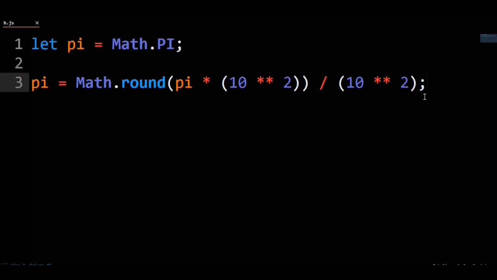You pass into math.round the number you want to round to a certain number of places multiplied by 10 to the power of the number of places you want to round the number to. We wanted to round to 2 places, so we would put in 2 here. You divide the return value of math.round by 10 to the power of the number of places you want to round to. So again, we divide it by 10 to the second power.